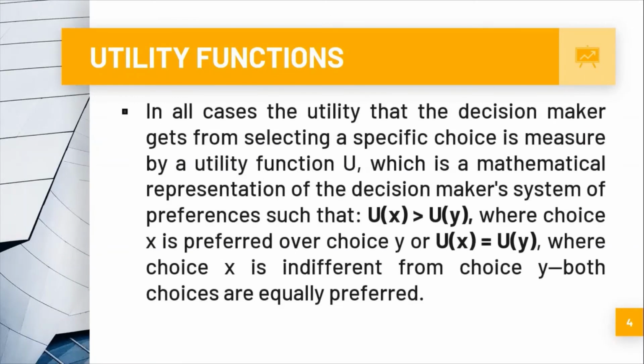So, in all cases, the utility that the decision maker gets from selecting a specific choice is measured by a utility function U, which is a mathematical representation of the decision maker's system of preferences such that U of X is greater than U of Y, where choice X is preferred over choice Y, or U of X is equal to U of Y, where choice X is indifferent from choice Y, or both choices are equally preferred.